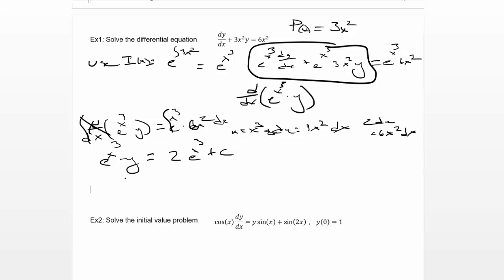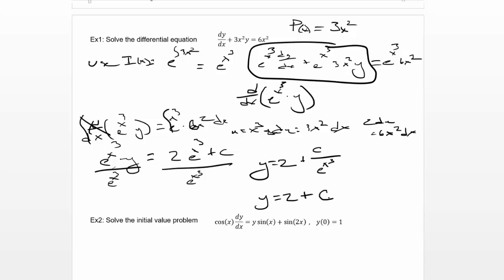Therefore, I can get y by itself by dividing everything by e to the x cubed. And I find that a general solution to this differential equation is, let's see, 2 times e to the x cubed divided by e to the x cubed is just 2, plus some constant of integration over e to the x cubed. Or maybe if you don't like e to the x cubed in the denominator, you could say y is equal to 2 plus some constant times e to the minus x cubed.